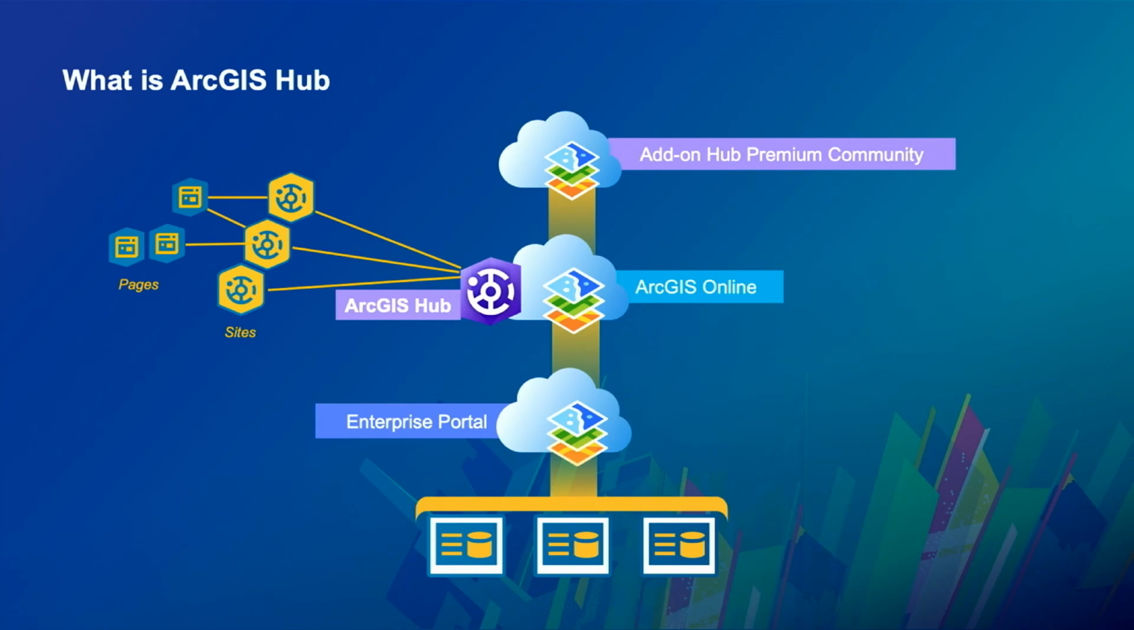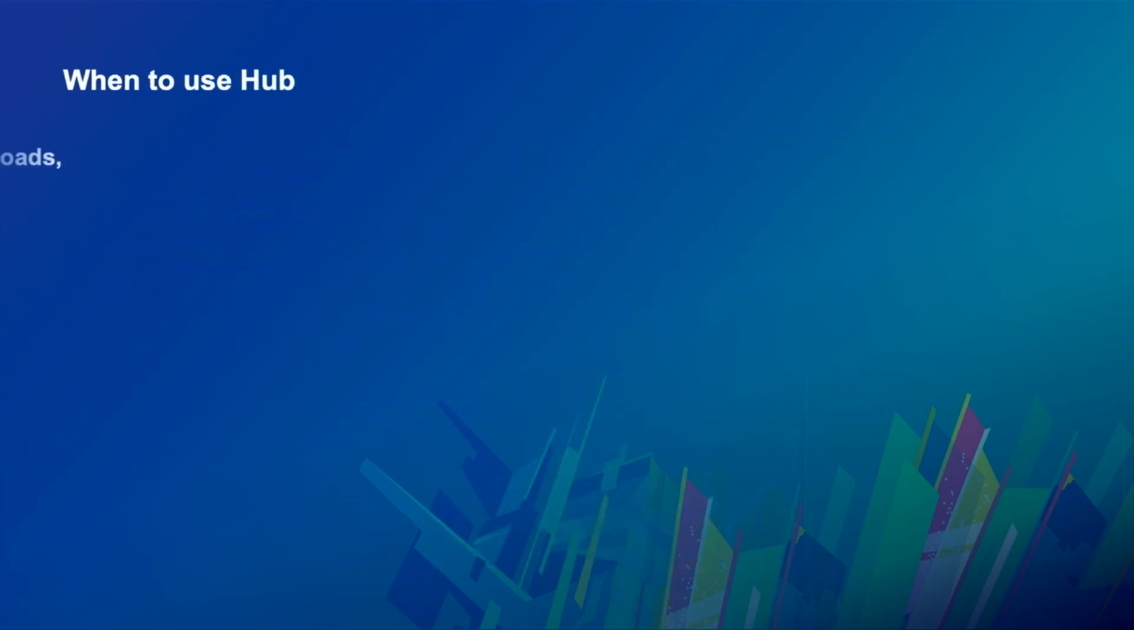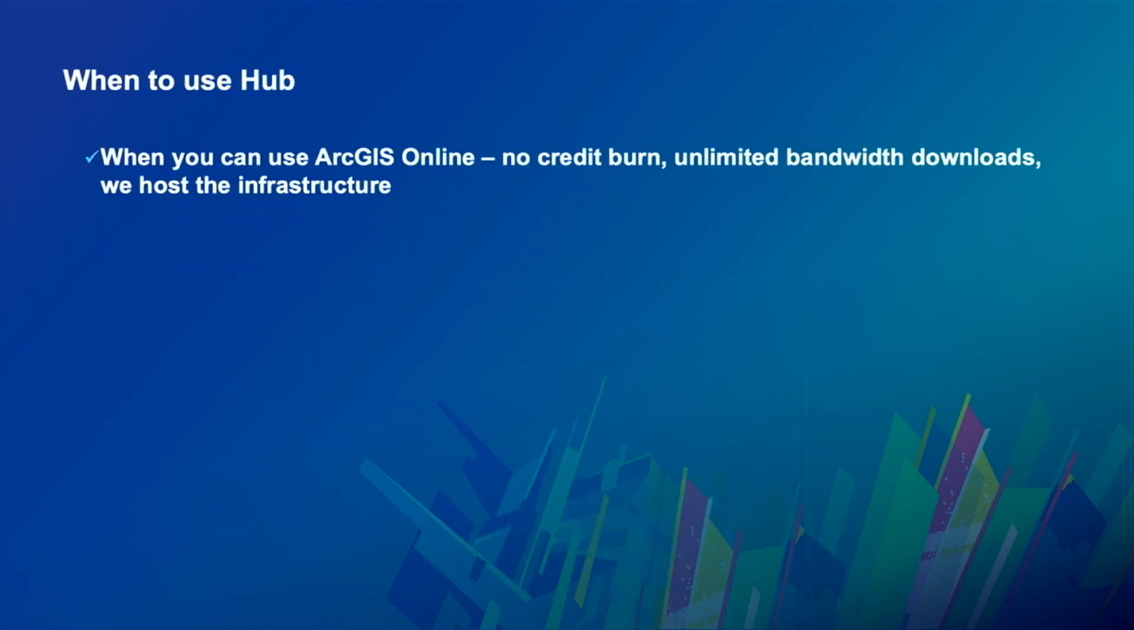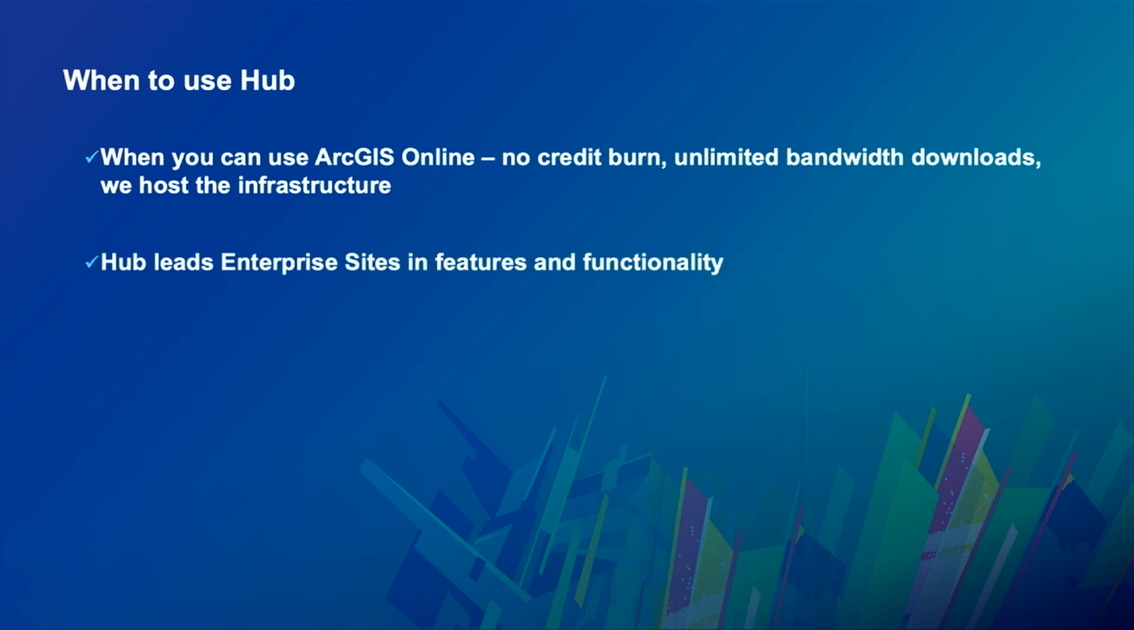So this is kind of the architecture, if you will, for ArcGIS Online and Hub. When to use Hub: when you can use ArcGIS Online. There's no credit burn. You don't have to worry about people viewing and some kind of bandwidth eating through your online credits and storage and things like that. We host the infrastructure. You can launch as many sites as you want. So if you can use it, it's a good product to use. Hub is also ahead. It releases weekly. It's ahead in features and functionality.